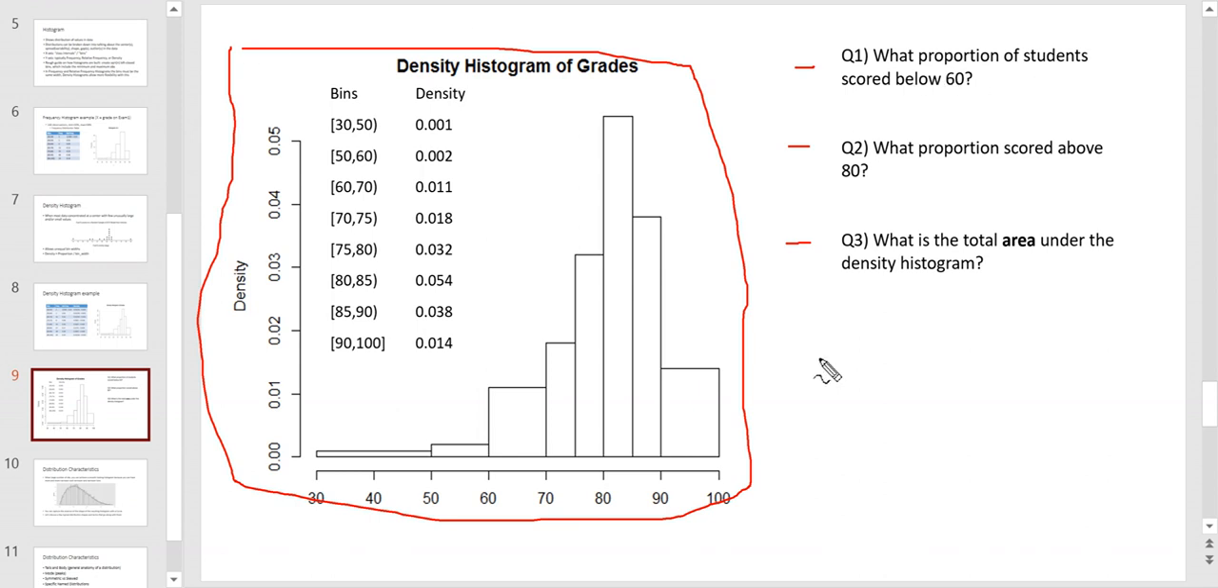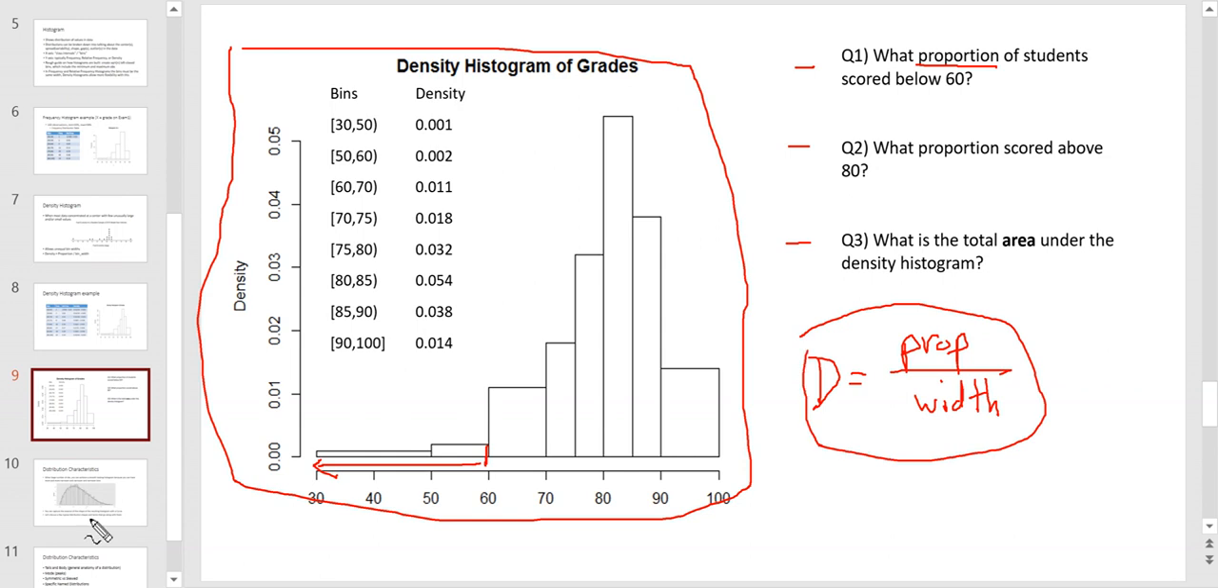So since you know density equals proportion or relative frequency over the bin width, if I ask you a question like, what proportion of students scored below 60? You go to 60 and you're interested in below 60. And you're interested in the proportion, okay? So if you work through this, you have the density, right?